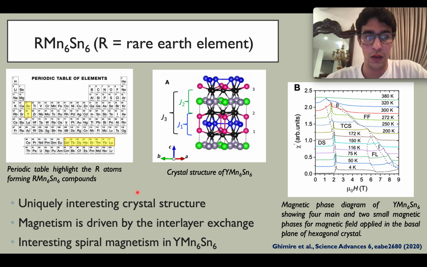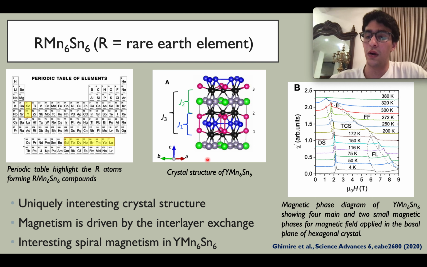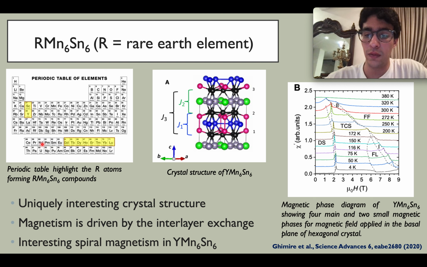Today I'd like to talk about my project, which is on the magnetotransport study of gallium-doped thulium manganese 6 tin 6. The family of compounds RMn6Sn6, where R is a rare earth atom chosen from the highlighted elements in the table here, has gained much attention for hosting very unique magnetic structures.